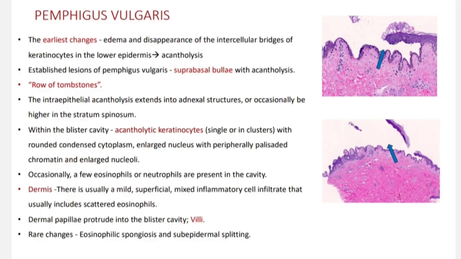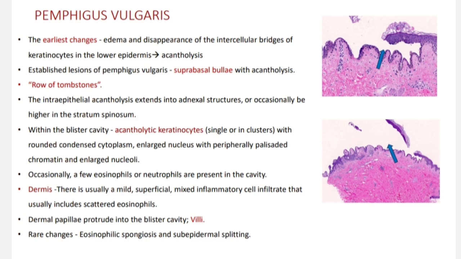Then within the blister cavity, there may be acantholytic keratinocytes. They may be single or in clusters. They have a rounded condensed cytoplasm, enlarged nucleus with peripherally palisaded chromatin and enlarged nucleoli. Occasionally, few eosinophils or neutrophils can be present in the cavity.